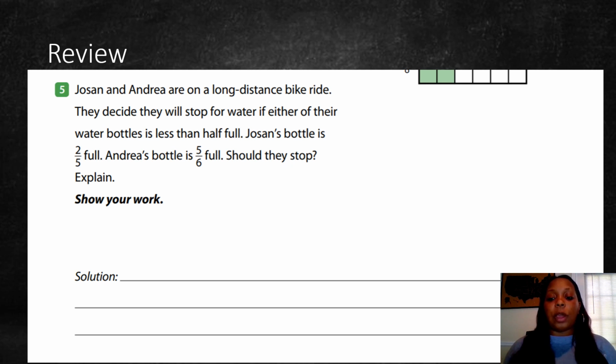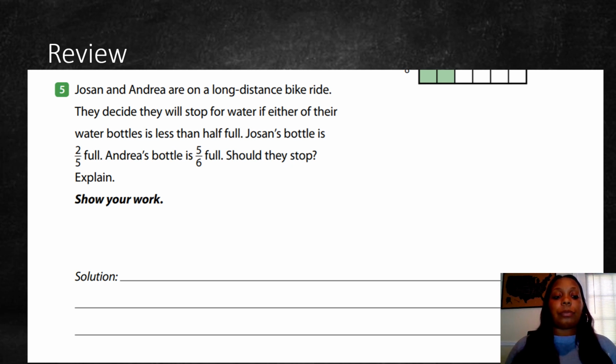The next problem we're going over, again, comes from Teleschool, add and subtract fractions and word problems, but this is from the second group of workbook pages. So this says Josanne and Andrea are on a long distance bike ride. They decide that they will stop for water if either of their water bottles is less than half full. Josanne's bottle is 2/5 full, Andrea's bottle is 5/6 full. Should they stop? Explain and show your work.